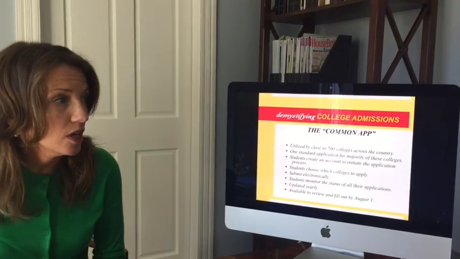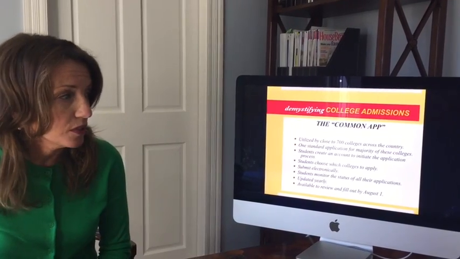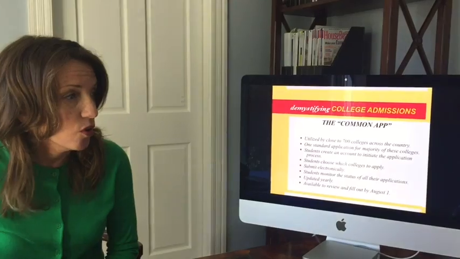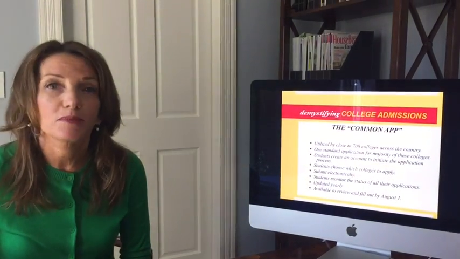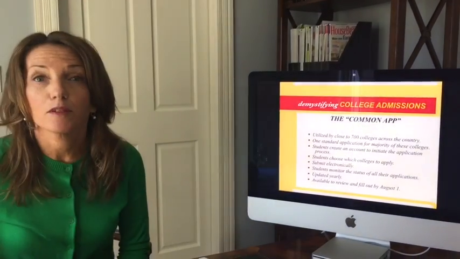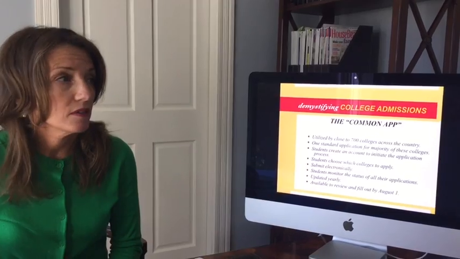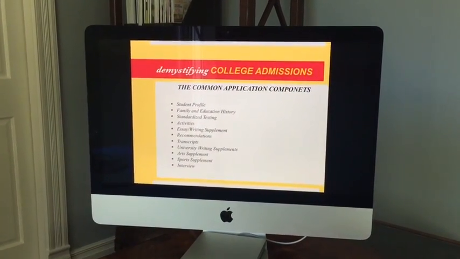Students create an account to initiate the application process. They then choose which colleges they will apply to. They submit it electronically, and then they monitor their own applications for each university. The Common App itself is updated yearly and is often available by August 1st. So what is included in the Common App? There are 10 components of the Common App.